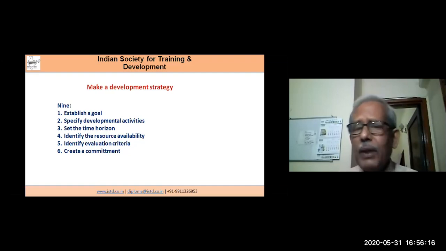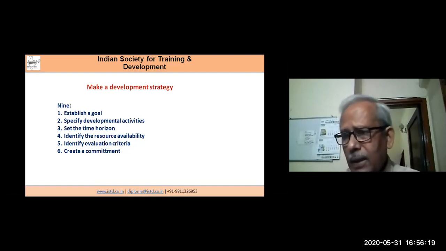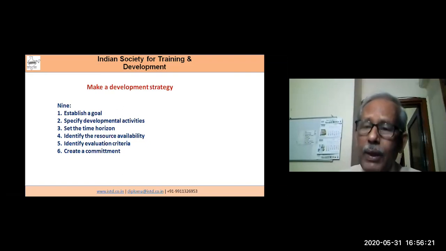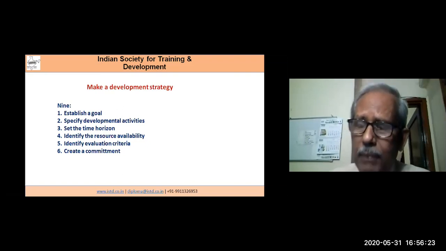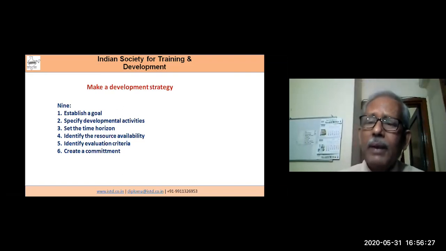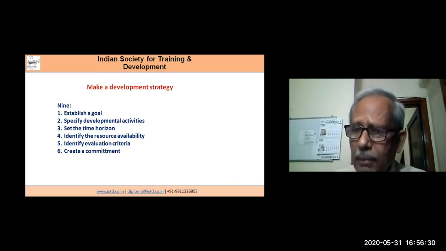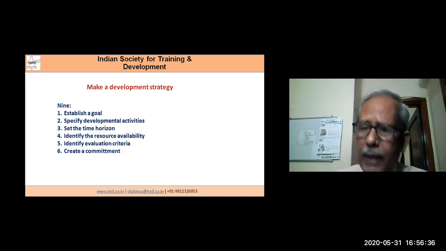Identifying the evaluation criteria. The training is given with the purpose of developing the people. Now, has that development taken place really at the end of the time horizon when you're expecting that to happen? If not so, then where lies the problem? Where lies the issue? Can you change that process? So, identifying the evaluation criteria.